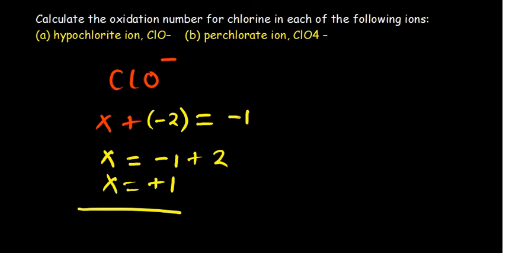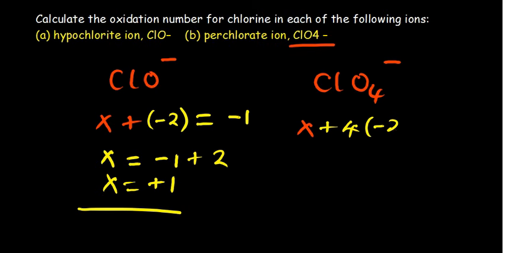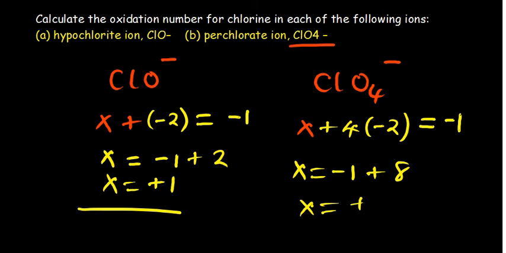And then on the other part, equally we'll do the same. So here we have that. The charge is supposed to be on top. We'll put X for the chlorine. Oxygen, we've got 4 oxygen atoms. Each has got an oxidation number of -2. The net charge of the compound is -1. So we have X being equal to -1 plus 8. So our oxidation number, in this case, becomes 7.